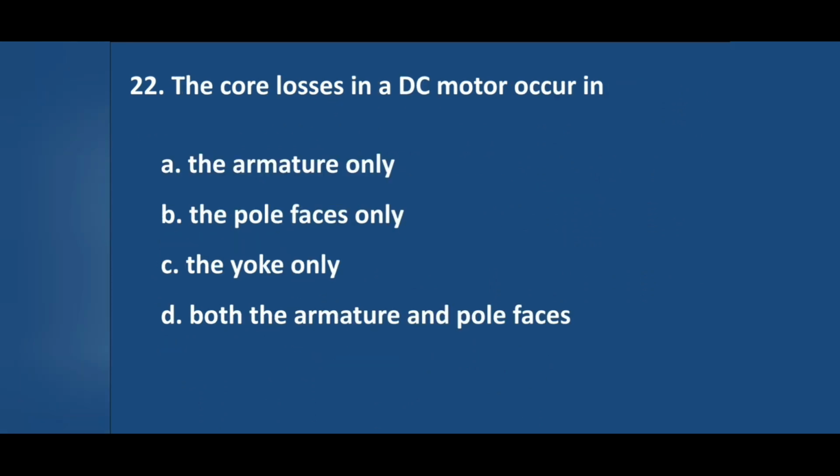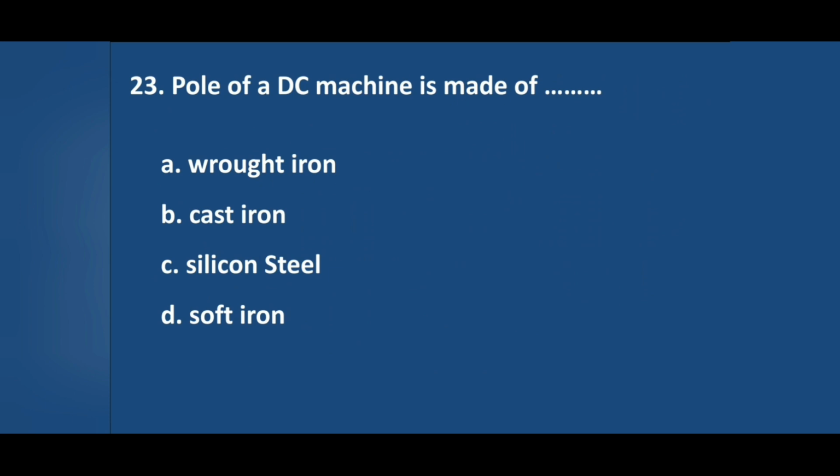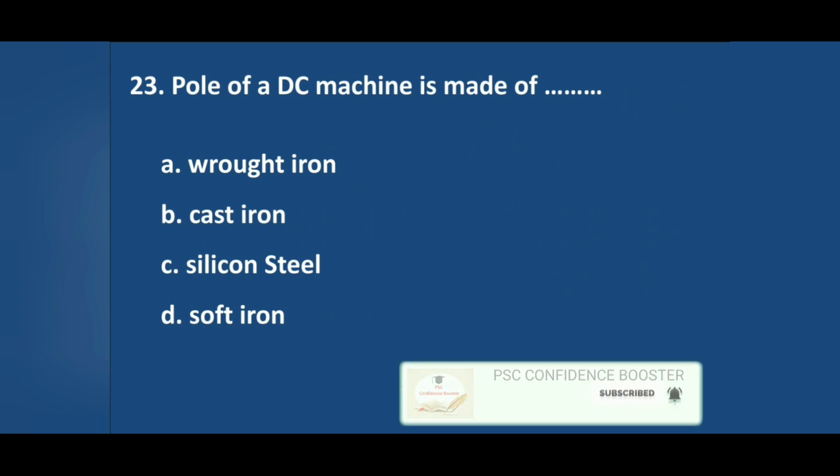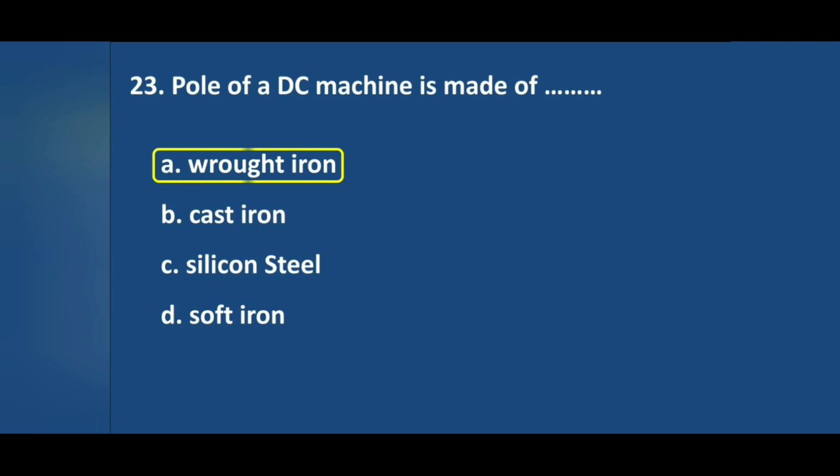Question number 22. The core losses in a DC motor occur in. Answer is option D, both the armature and pole faces. Question number 23. Pole of a DC machine is made of dash. Answer is option A, wrought iron.